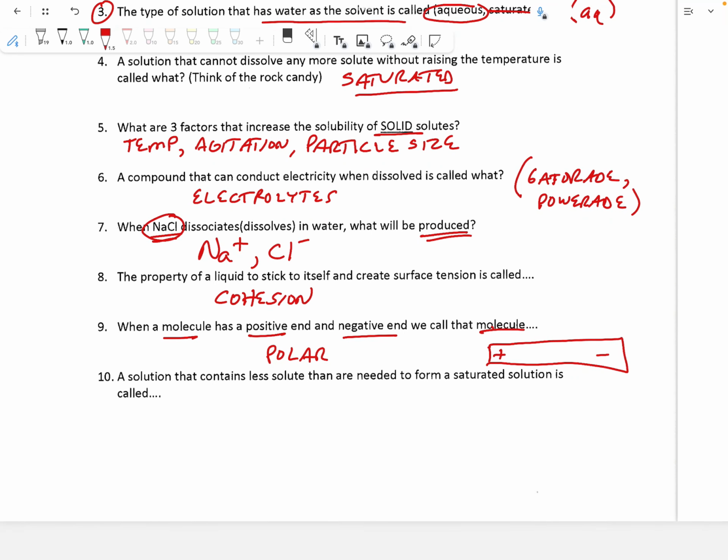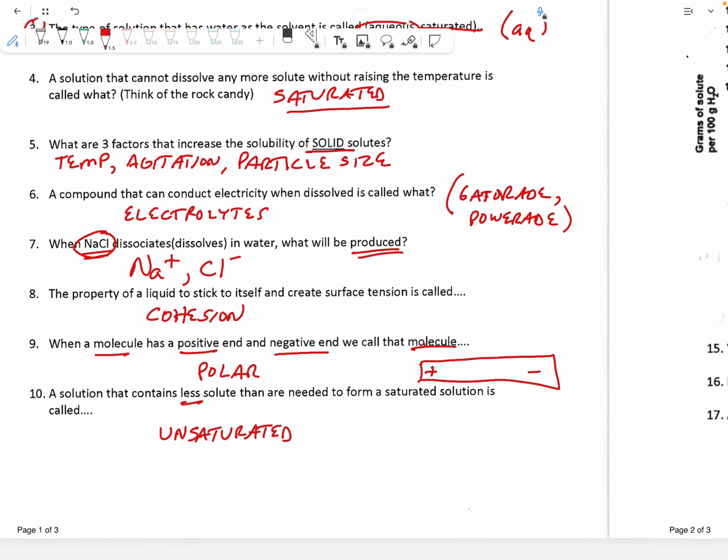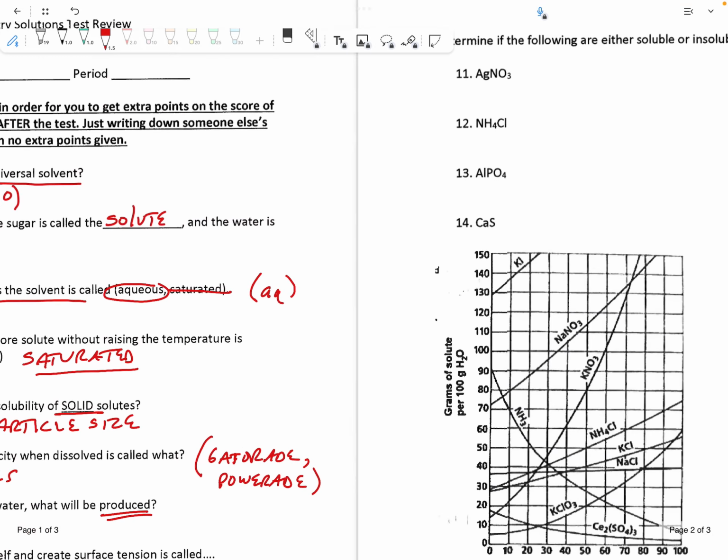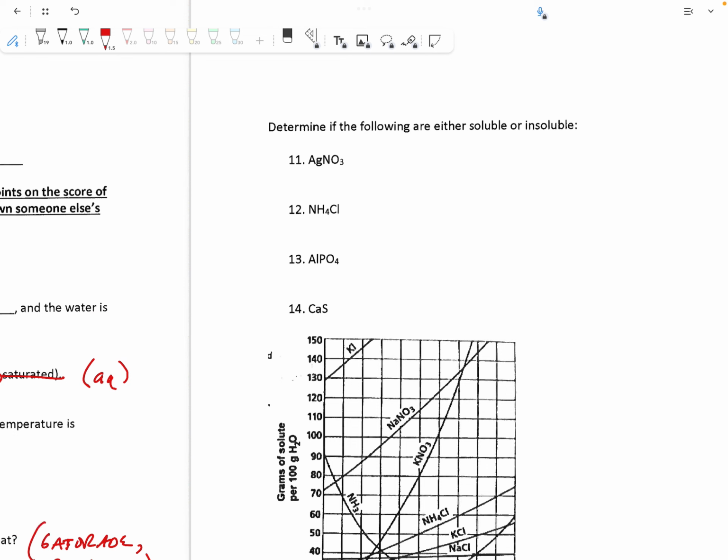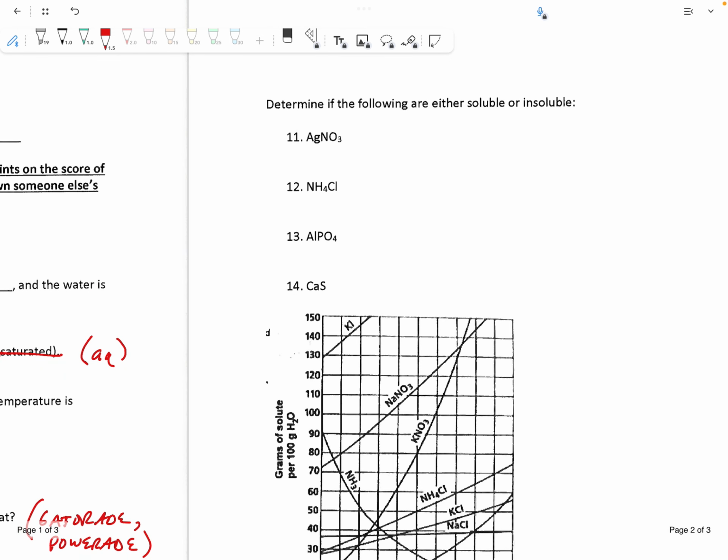Number 10, a solution that contains less solute than is needed to form a saturated solution is called unsaturated. That is less than saturated. So far, all this is just terminology, no math yet. Math is easy.